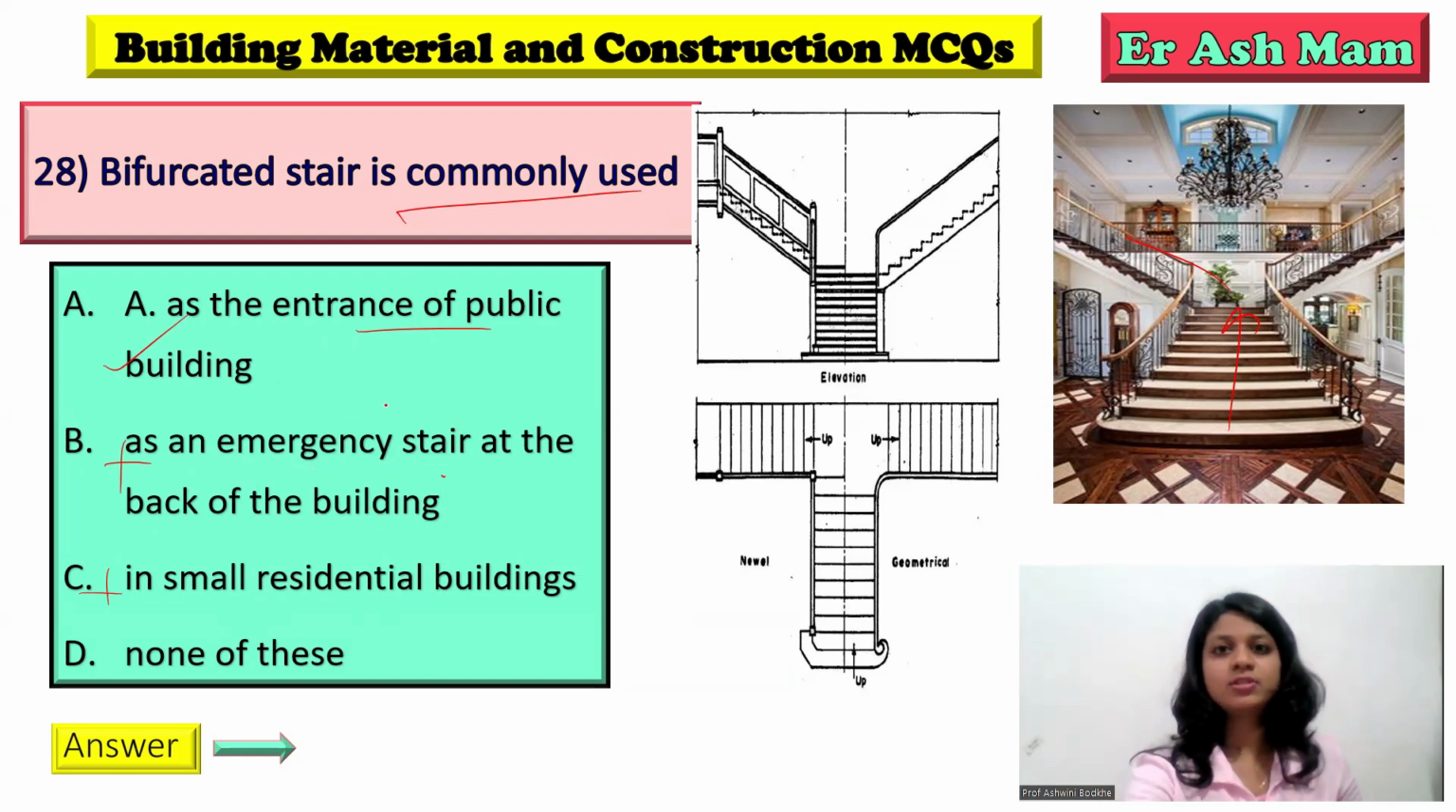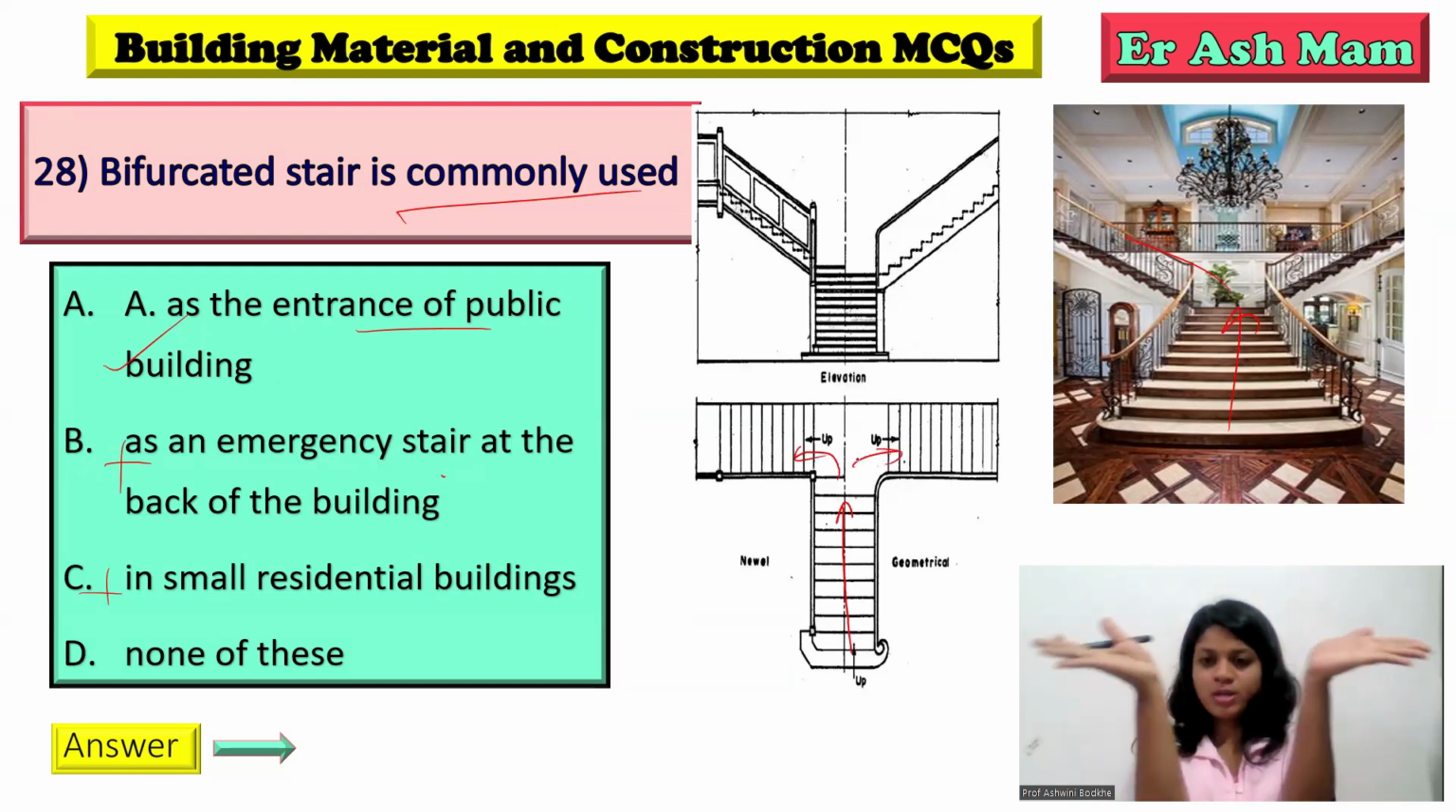Okay, A. You can see here, this is one direction. Then this stair is bifurcated in two directions.